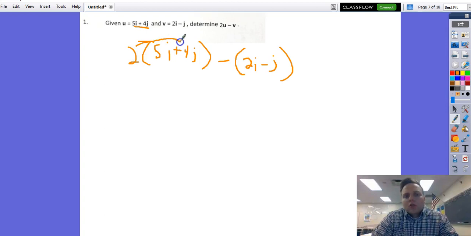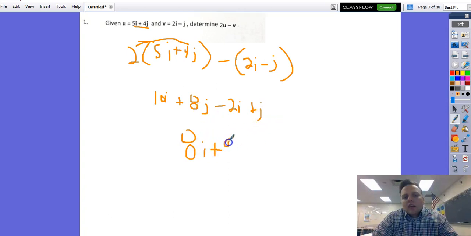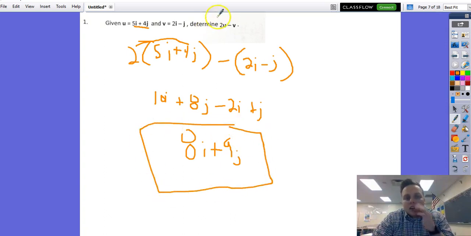So we're going to distribute the 2 into everything. So 2 times 5i is 10i, plus 2 times 4j is 8j, minus, okay, so that minus sign is going to change a positive 2i to a negative 2i, and it changes a negative j to a positive j. Now we're going to put like terms together. 10i minus 2i, that's 8i. 8j plus j is 9j. And there we go. That's our answer. So 2 times vector u minus vector v is the new vector 8i plus 9j in linear combination form.